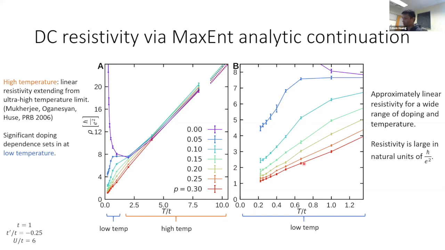So these are signatures of strange metallic behavior down to temperatures of 0.2 times the hopping t, which is the lowest that we can access due to the sign problem. Based on the Monte Carlo calculations, we cannot really say what's going on at lower temperature, whether there is a crossover to the Fermi liquid regime or whether linear resistivity might continue, possibly with a different slope.